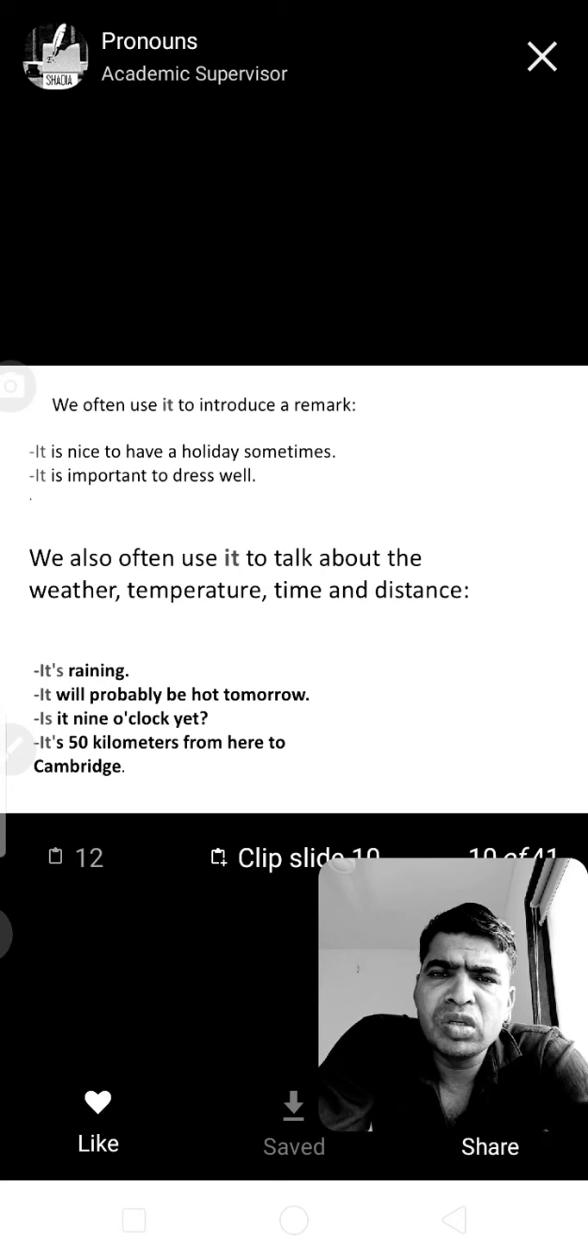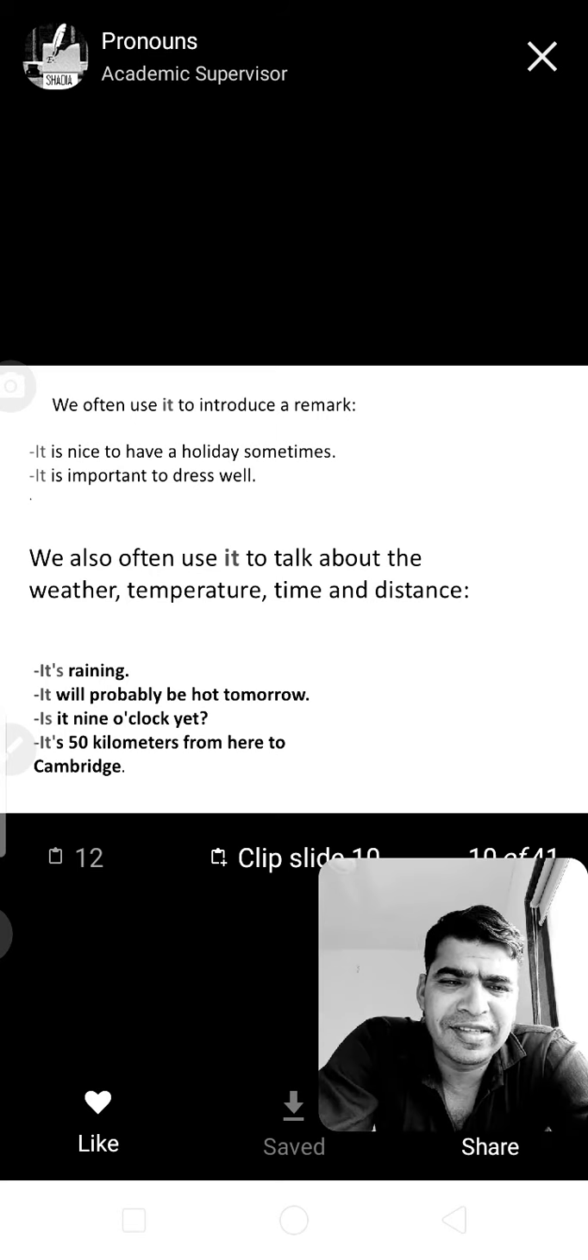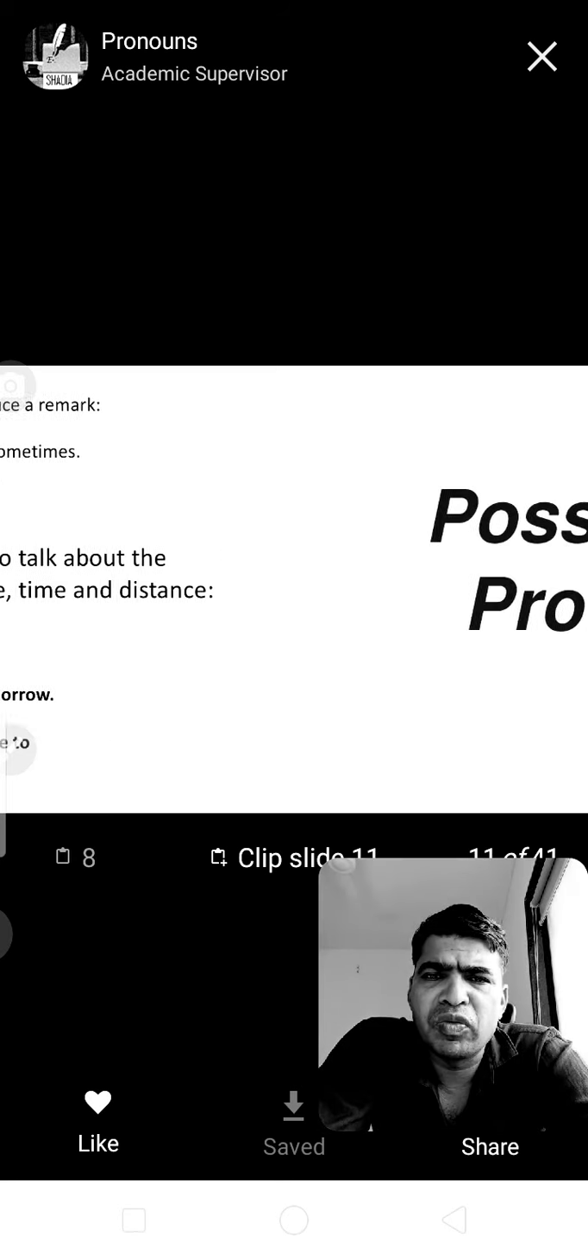We often use it to introduce a remark. It is nice to have a holiday sometimes. It is important to dress well. We also often use it to talk about the weather, temperature, time, and distance. It is raining. It will probably be hot tomorrow. Is it 9 o'clock yet? It's 50 kilometers from here to Cambridge. So these are the examples where we use it.